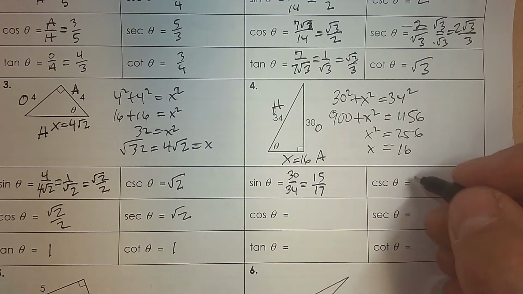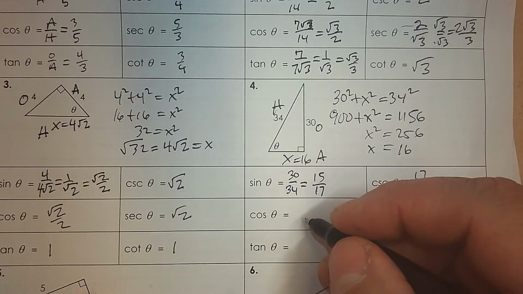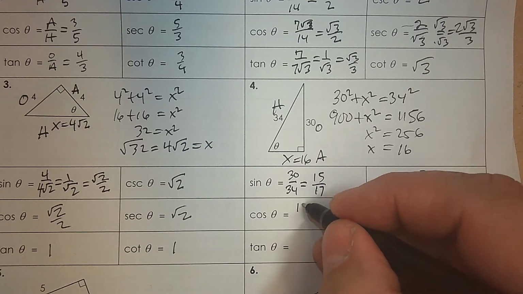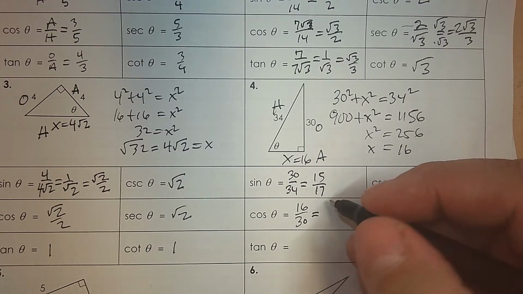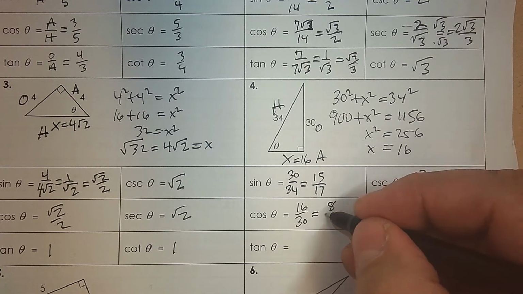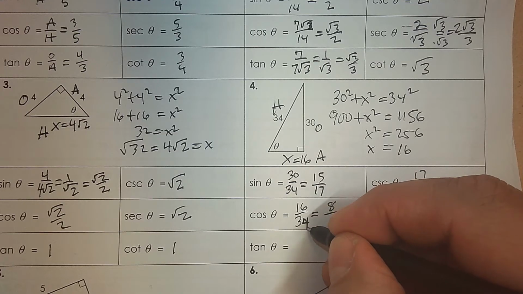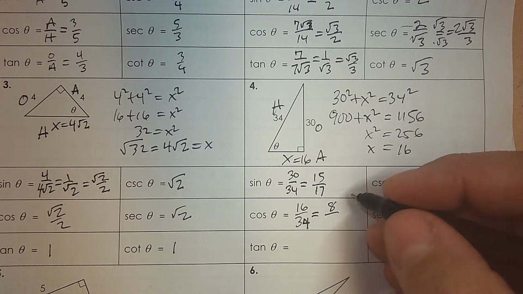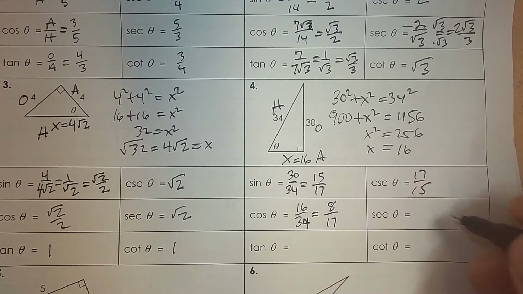The reciprocal would be 17 over 15. Cosine is adjacent over hypotenuse. Reduce it down. Again, that would be 8 over 17. It's a 34. 16 over 34. So that would be 8 over 17, and then the reciprocal.